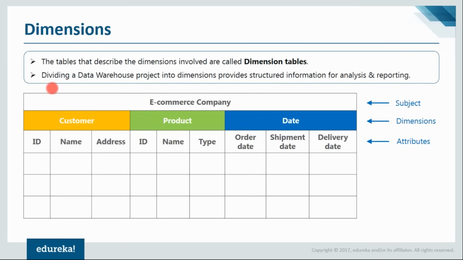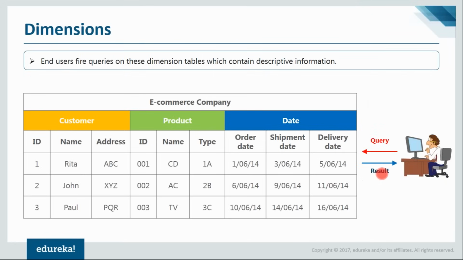Now, the answer to that is dividing your entire data warehouse project into dimensions provides structured information for analysis and reporting, right? So when you break down your entire data warehouse into different dimensions, like for your customer details, you'll have a separate dimension called customer dimension. For your product details, you can have a separate dimension called product dimension. And similarly, for other things, you can have other different dimensions. And when you break it down in a structured form like this, your analysis and reporting can be much easier.